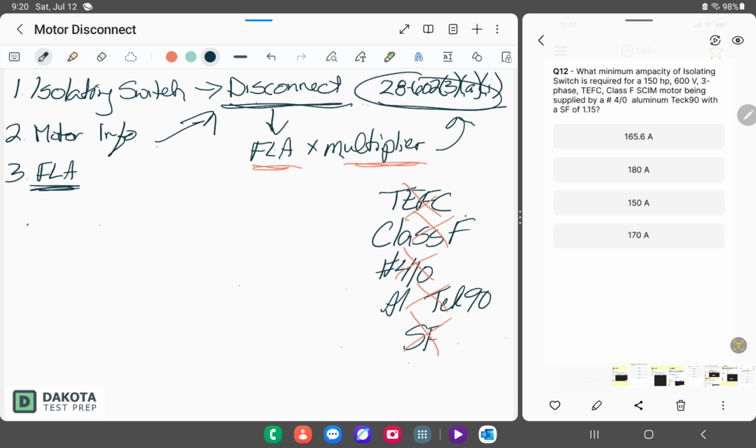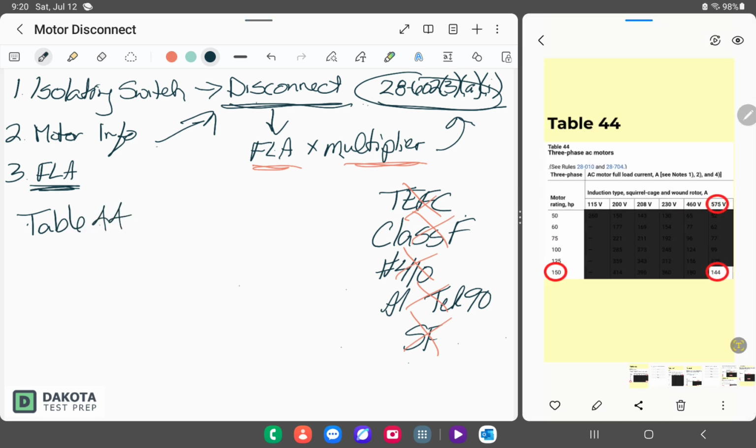This says it's three-phase, so we're going to head over to Table 44 and look it up. It said it was 575 volts and 150 horsepower, so our FLA is 144 amps. In that code over there, the multiplier for a disconnect is 1.15. We're going to do some math, and we end up with 165.6 amps. There we go.